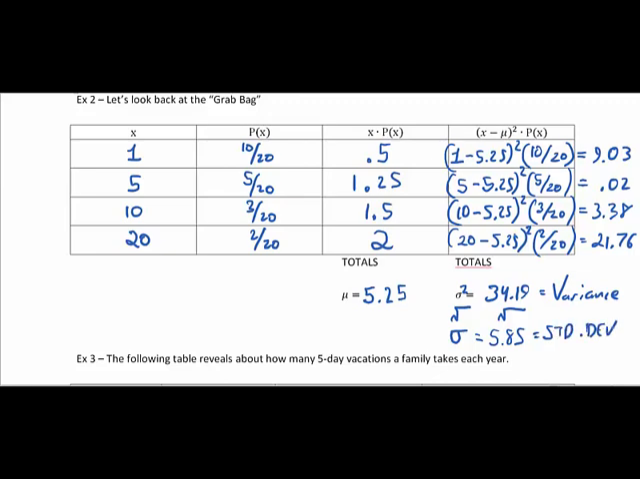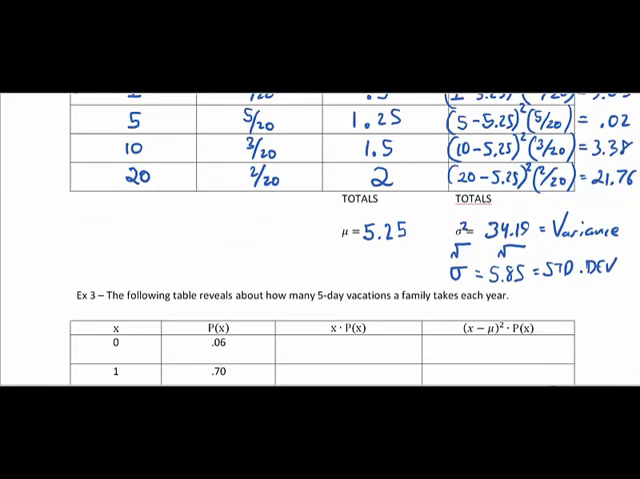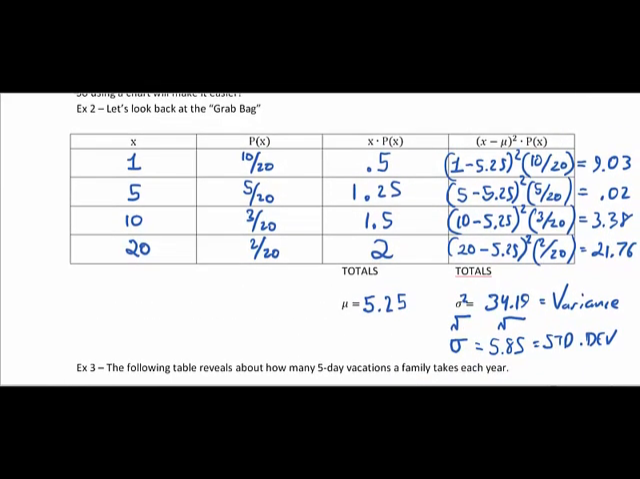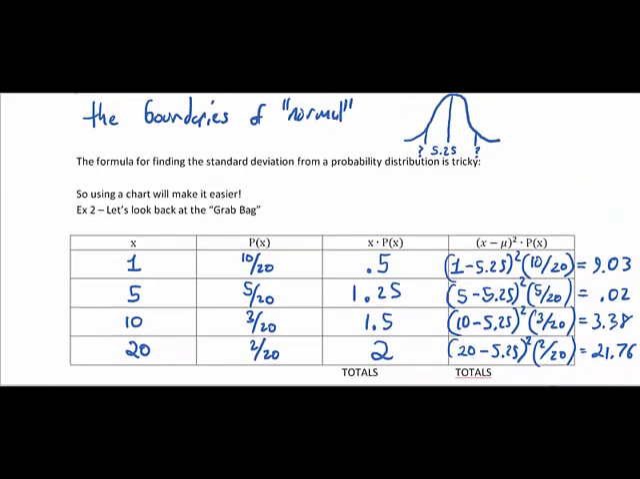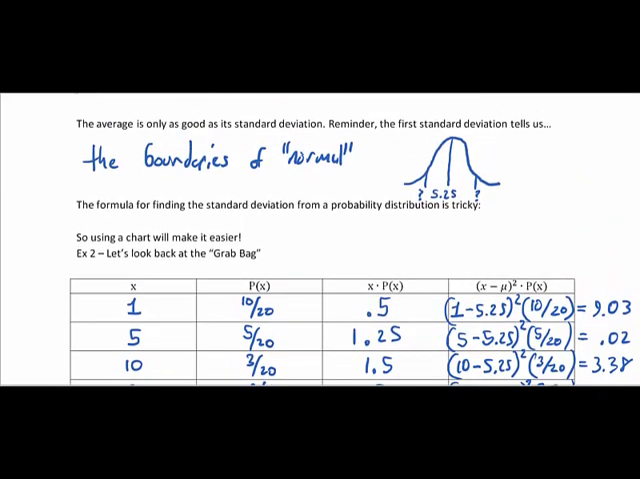So completing this column and then taking the square root of the sum will get us our standard deviation for this problem. This makes me want to go back up to that bell curve that we had near the top of the page and talk about that game. Because the game has an average payout of $5.25, give or take $5.85.